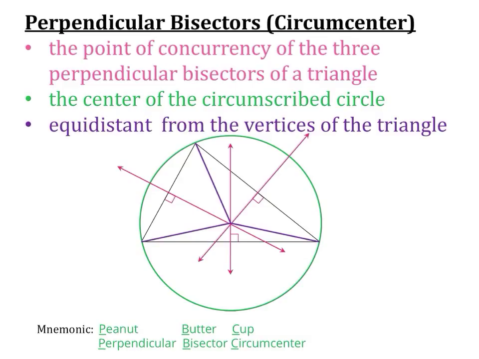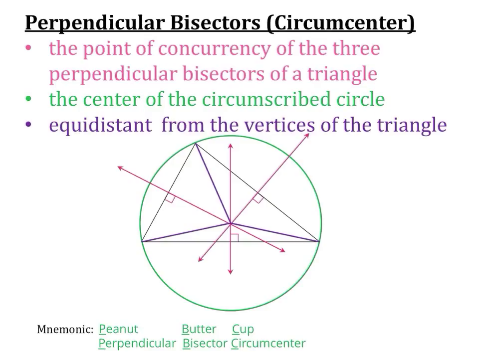Other properties of a circumcenter is that it is the center of a circumscribed circle. This means the center of a circle that the triangle would be inside of, so that all vertices of the triangle are touching the edge of the circle. Also, our circumcenter is equidistant from the vertices of the triangle. The purple segments are the segments that are the same length.